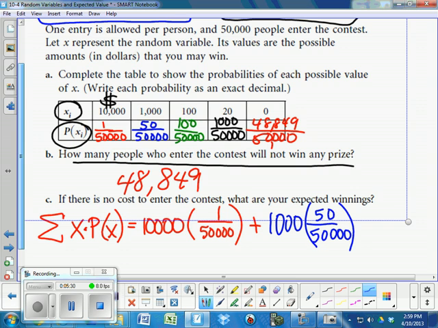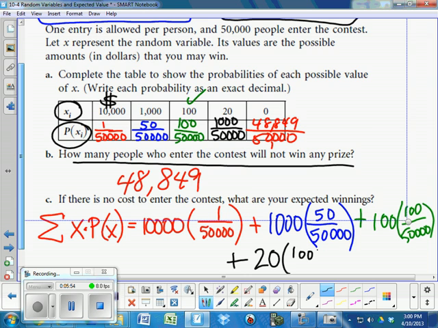Again, you could have converted all of these to decimals if you like. Sigma means add. What's the value of the next prize? $100 times 100 out of 50,000. Finally, we need to add the probability of winning $20 times the value of $20. Technically, we should also add the value of winning nothing times its probability, but what's 0 times anything? 0, so that part can be left out to save us some writing and some time.